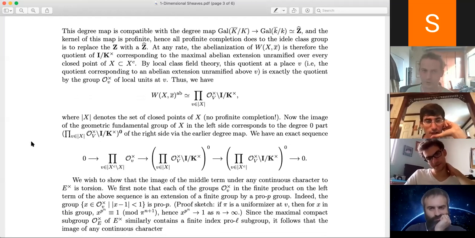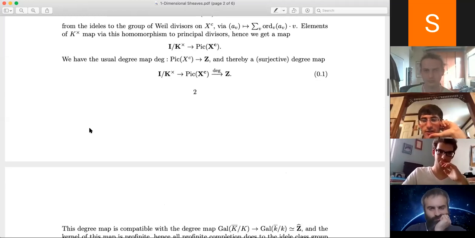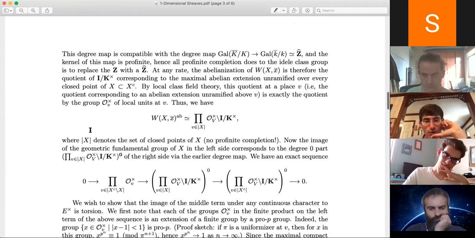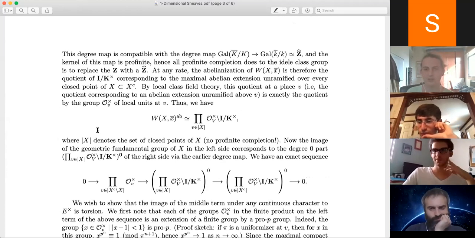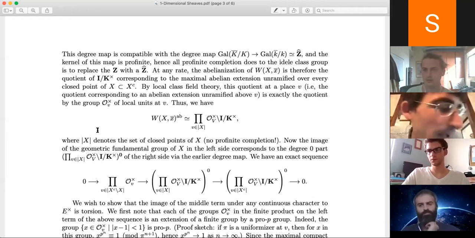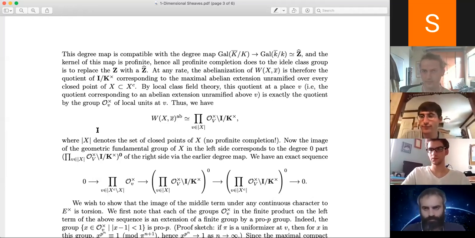Okay, and then you have, remember, this degree map to Z, and the geometric fundamental group is just the degree 0 stuff. Just to make sure we're on the same page. So the reason you even consider the Abelianization is because you consider one-dimensional characters. Yes, so when I consider a character, it factors through the Abelianization.